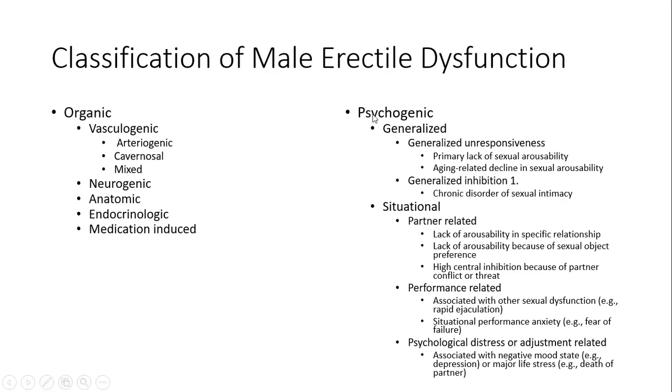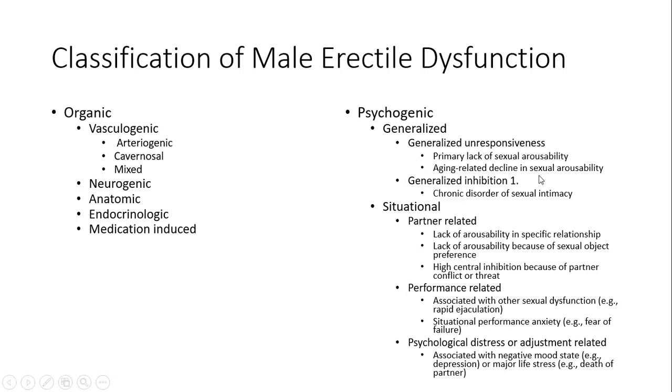And also we have psychogenic factors, and we will only touch on this here, because it's more the task of a psychologist and a psychiatrist to handle it. It's generalized unresponsiveness, so actually the patient has no sexual desire, no sexual arousability, and aging-related decline in sexual arousability. So might be just by age they stop having sexual intercourse.